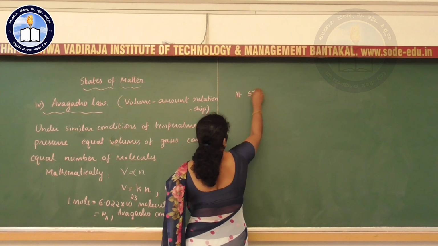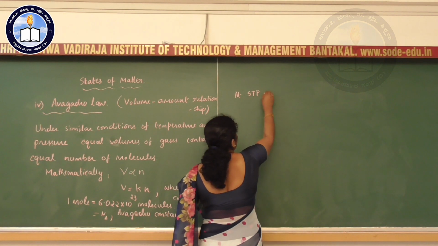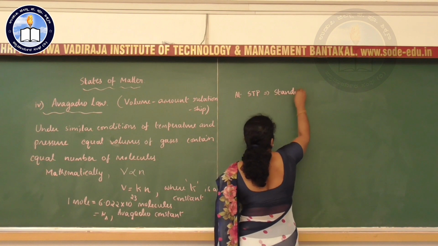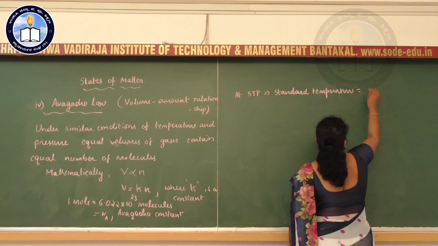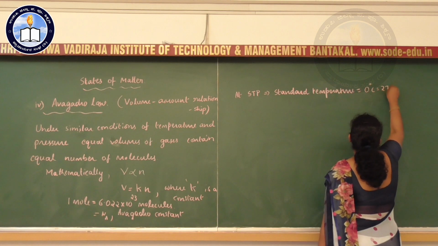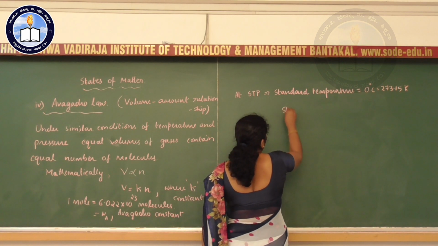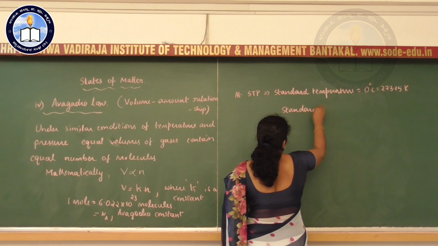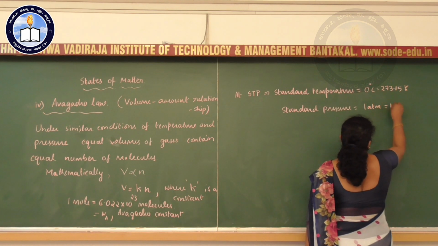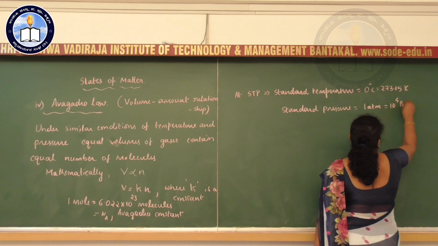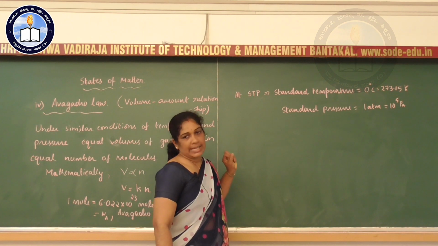At STP, STP is nothing but standard temperature and pressure. At STP, the standard temperature has a value of 0 degrees Celsius or 273.15 Kelvin. Standard pressure is 1 atmosphere, or it is also equal to 10 to the power 5 pascals. Okay, so this is the value of standard temperature and standard pressure.